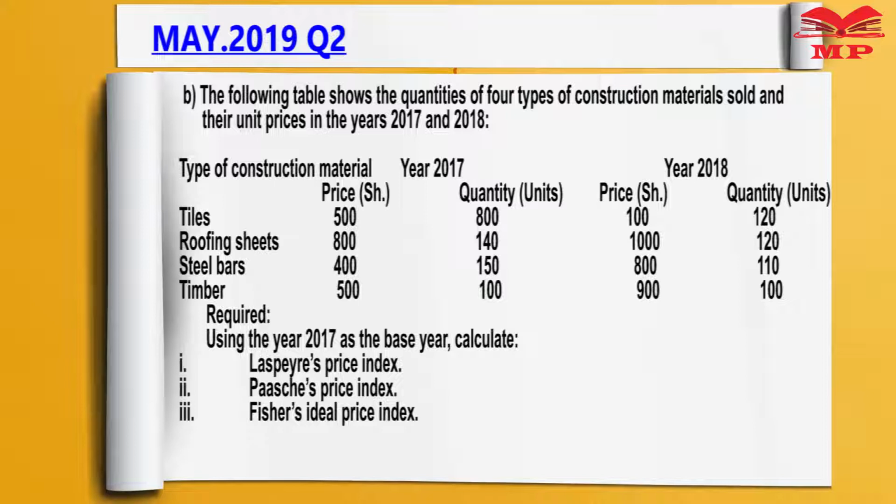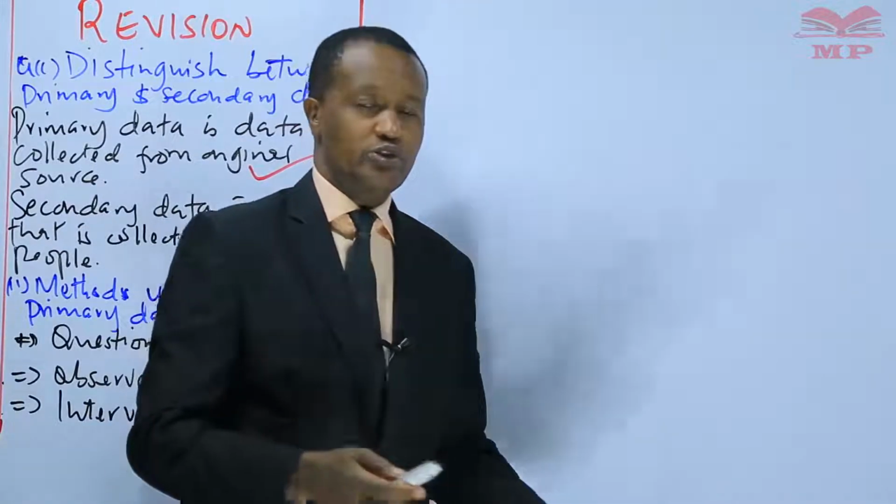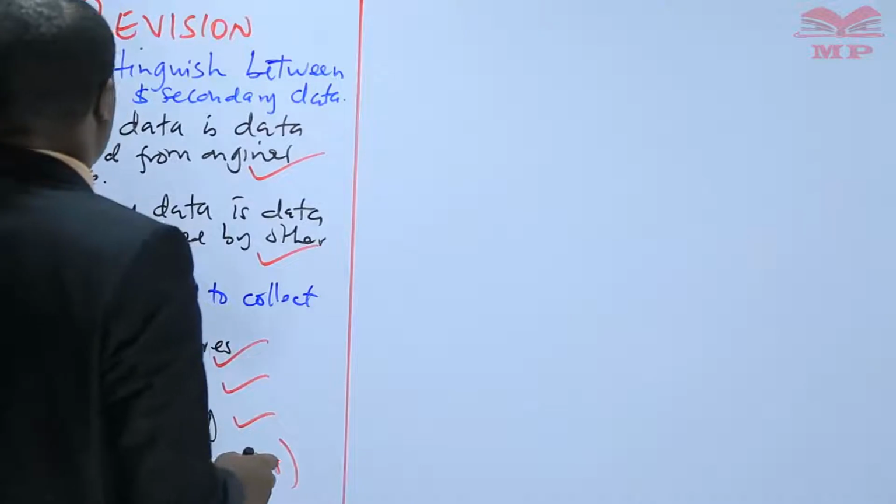There are tiles, roofing sheets, steel bars, and timber. Required, using the year 2017 as the base year, calculate: Roman 1, Laspeyres price index, 4 marks. Roman 2, Paasche price index, 4 marks. Roman 3, Fisher's ideal price index, 4 marks. So candidates, the first thing to do when you have such a question is to put down the formula.